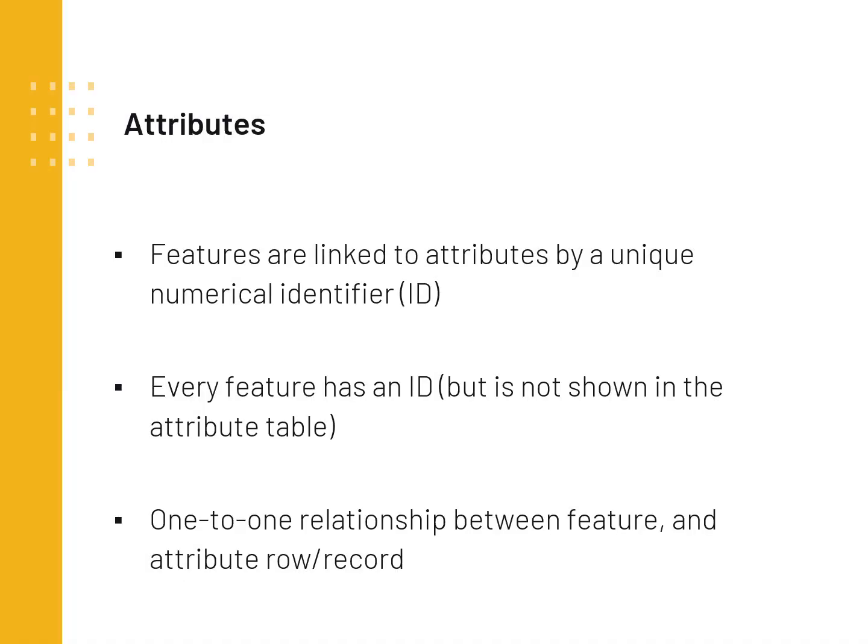A little bit more about attributes. Features on your map are linked to the attribute table by a unique numerical identifier or ID. Every feature on your map has an ID, even if it's not shown in your attribute table. Typically speaking, there's a one-to-one relationship between the features on your map and the attributes or rows that are in your attribute table.